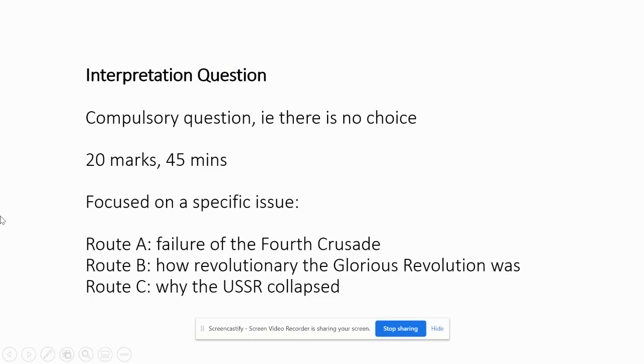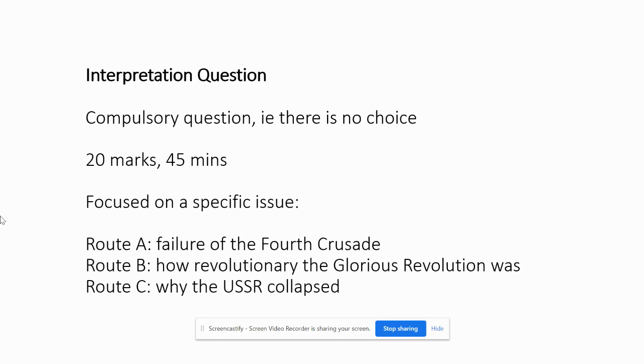Okay, so the first thing to say about the interpretation question is that it's a Unit 1 question, only appears in Unit 1, but that in that exam it is a compulsory question, by which we mean there's no choice. You can't do this one or that one. There's just one question on option. Like all the questions in all the exams for your History A-Level, it's worth 20 marks and you're allocated 45 minutes of exam time in the actual exam.